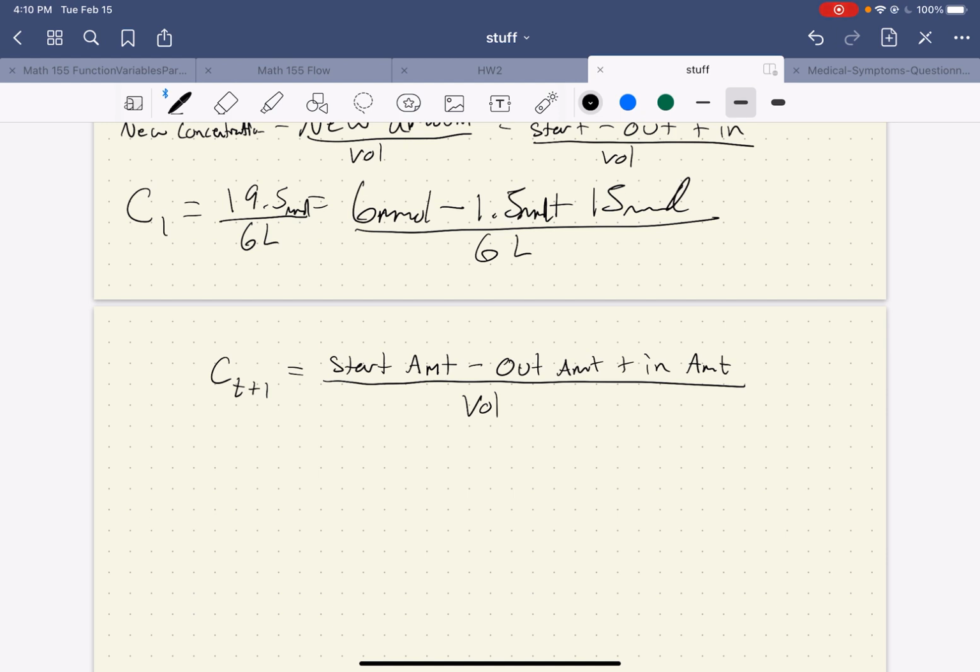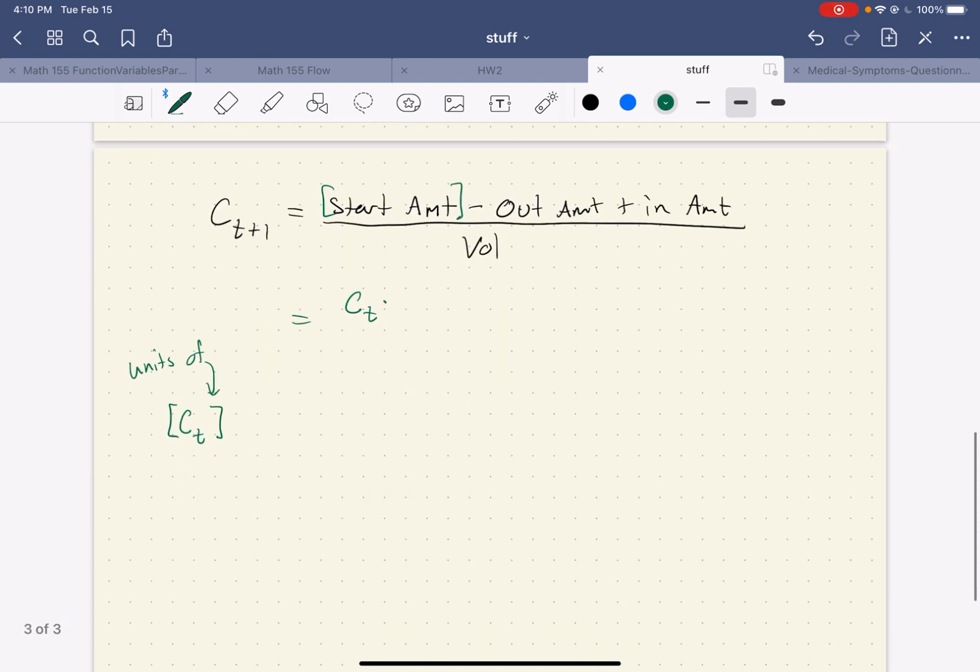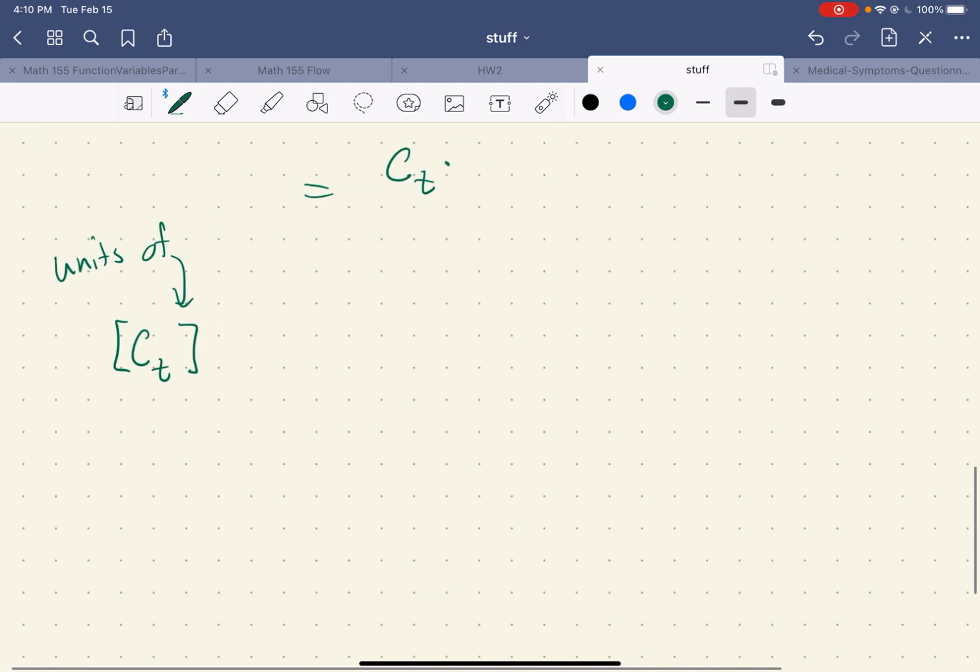All right, so let's go through this one by one. Start amount. Do that one in green. Well, I have some beginning concentration, C sub t. And the units of C sub t, so typically this little box here means units of, but that's nothing we're going to quiz you on. It's just some typical math and science notation. Okay, so units of C sub t, these are millimoles per liter.